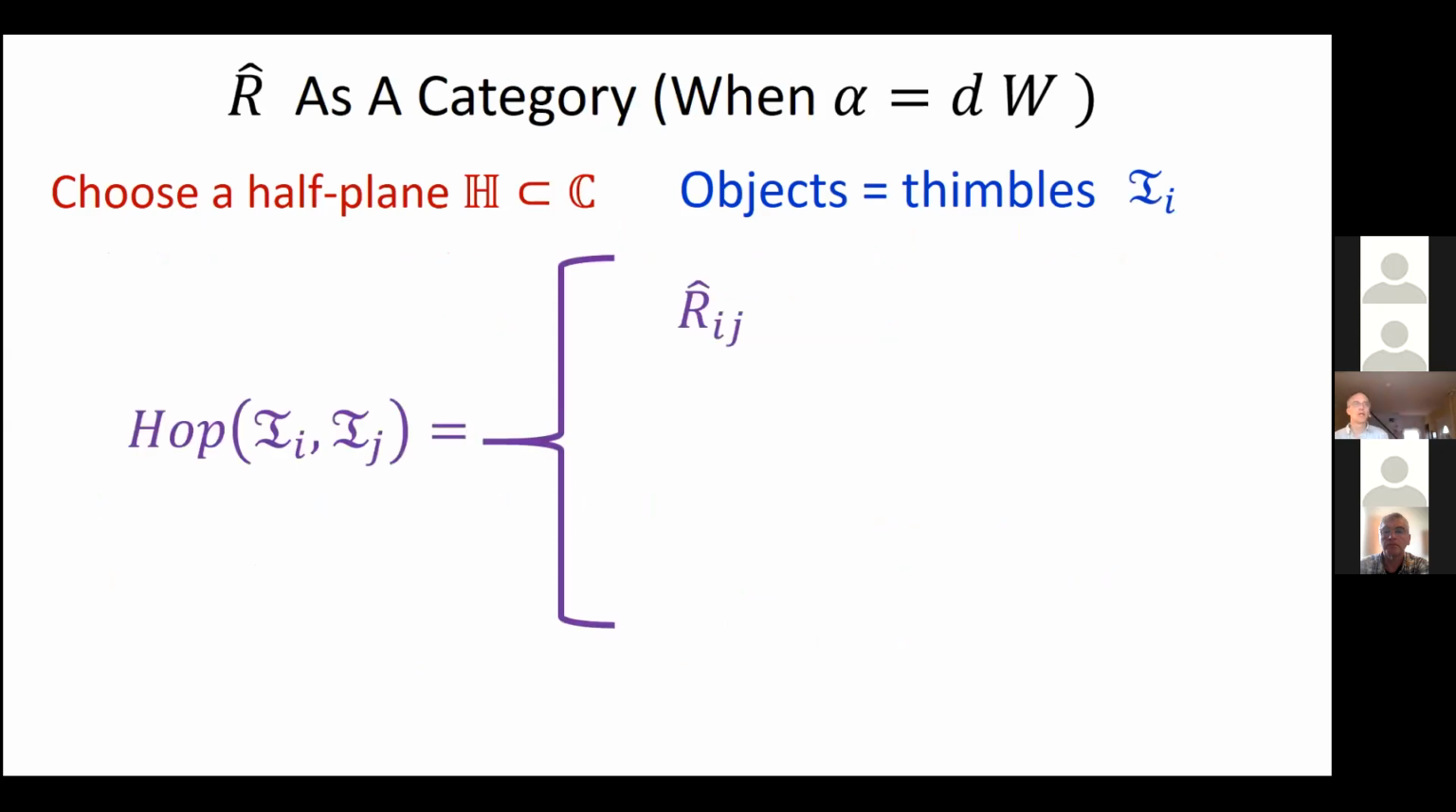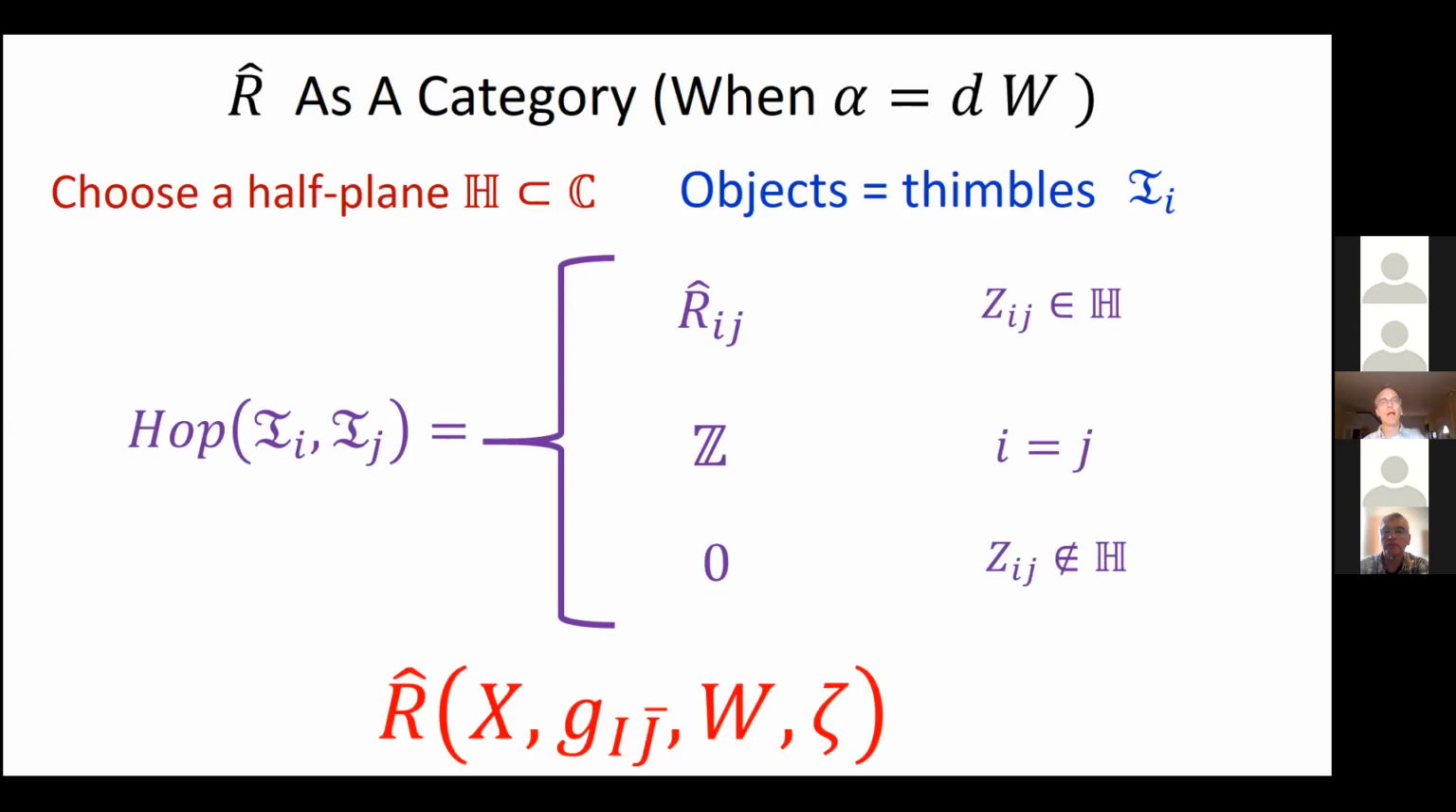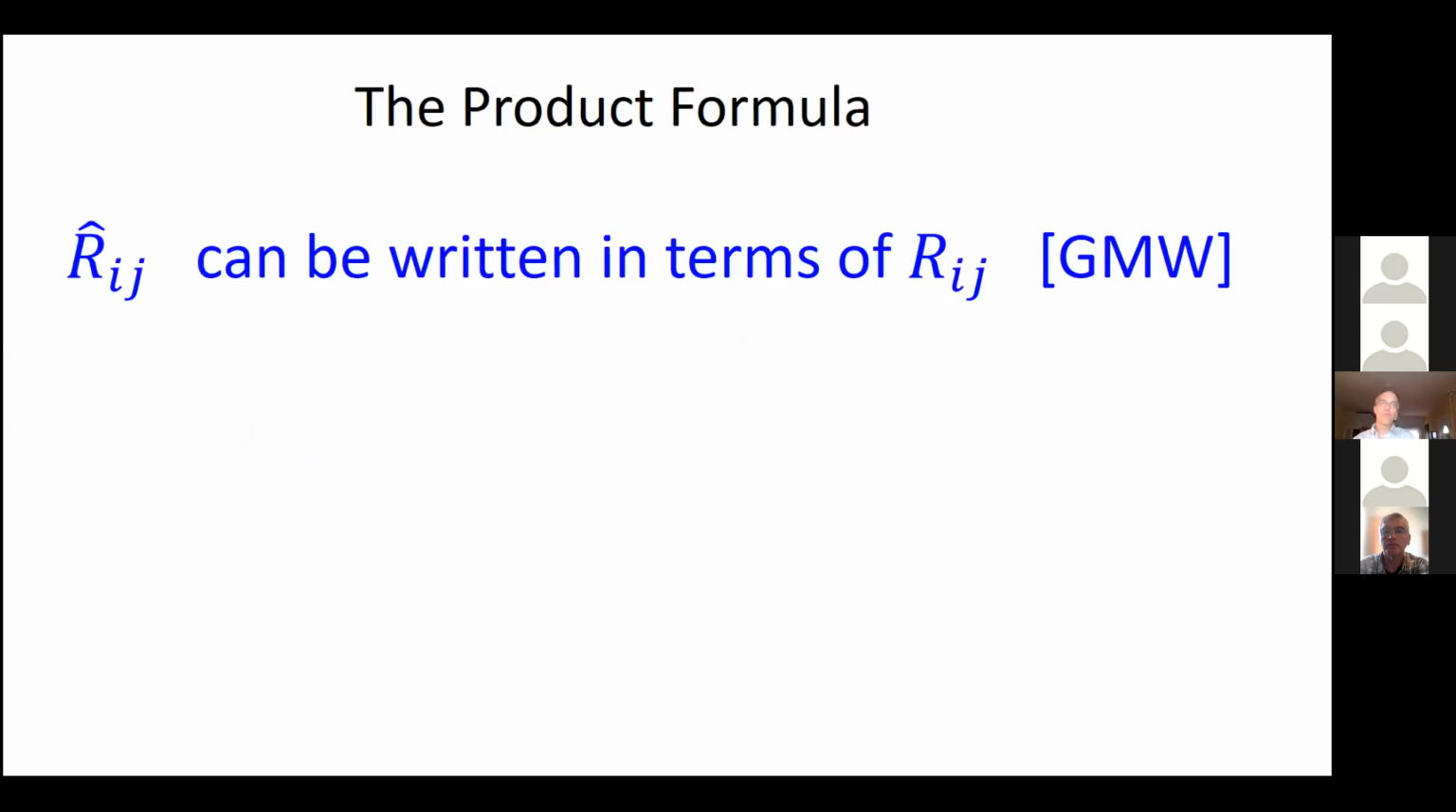category are the thimbles. The Hom spaces between two thimbles, I and J, will be R hat IJ, the space of boundary condition changing operators. It will be R hat IJ in the case where ZIJ lies in the half plane. It'll just be the trivial complex Z in degree zero if I equals J and zero otherwise. And I'll denote that category, which turns out to be an A-infinity category, by R hat, which depends on all this data.